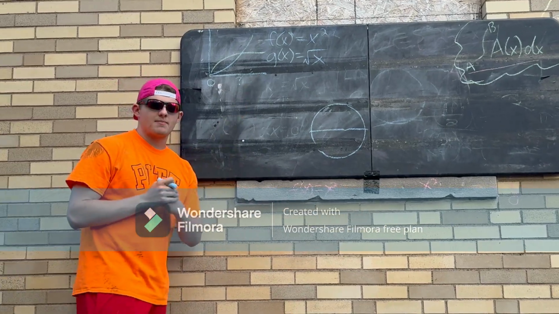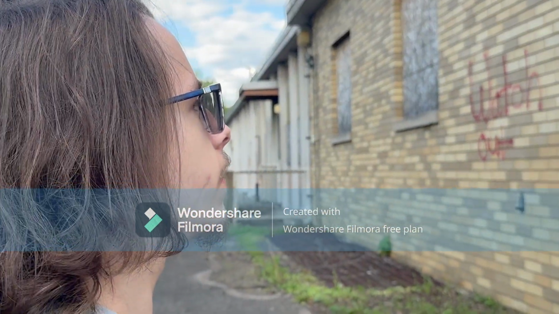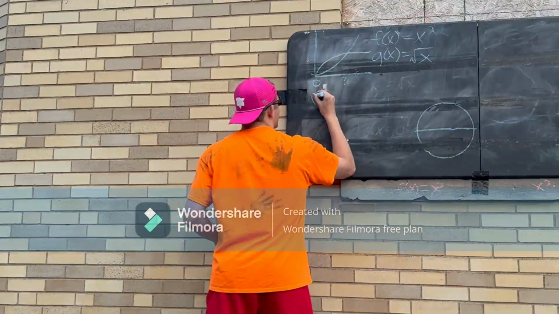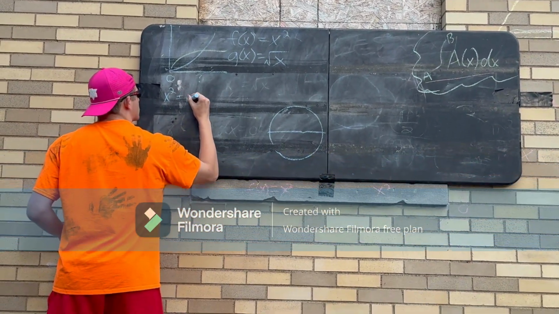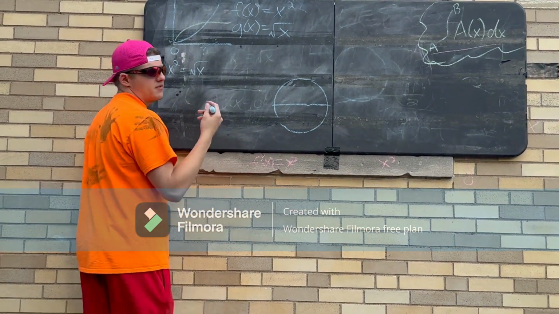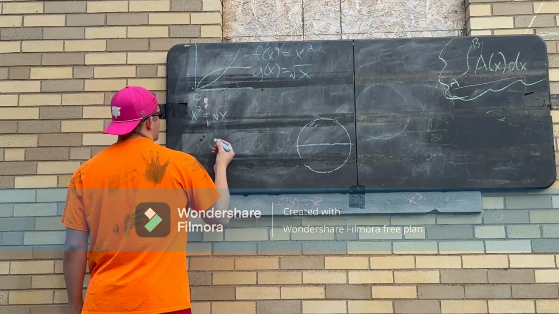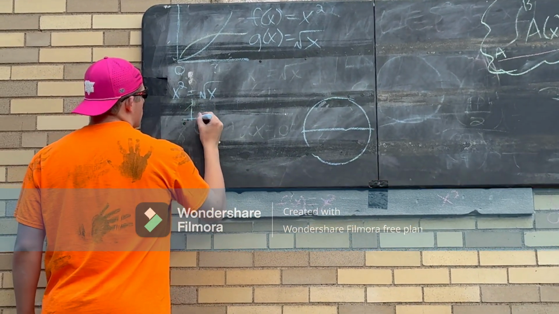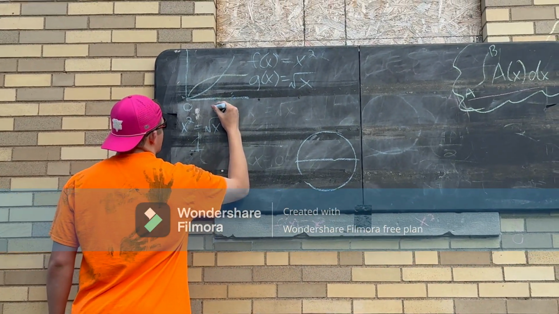So does anyone know how to do that by hand? You set them equal to each other? Set them equal to each other. X squared equals the square root of x. Now, for simplicity and time's sake, I'll just give the answer. The answer turns out to be 1. So we know our x value is going to be 1.